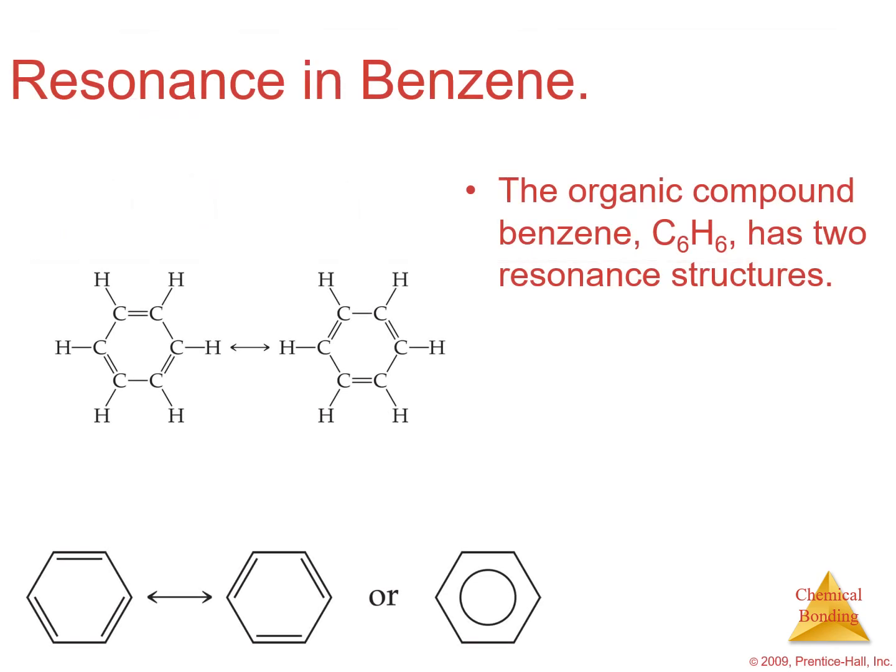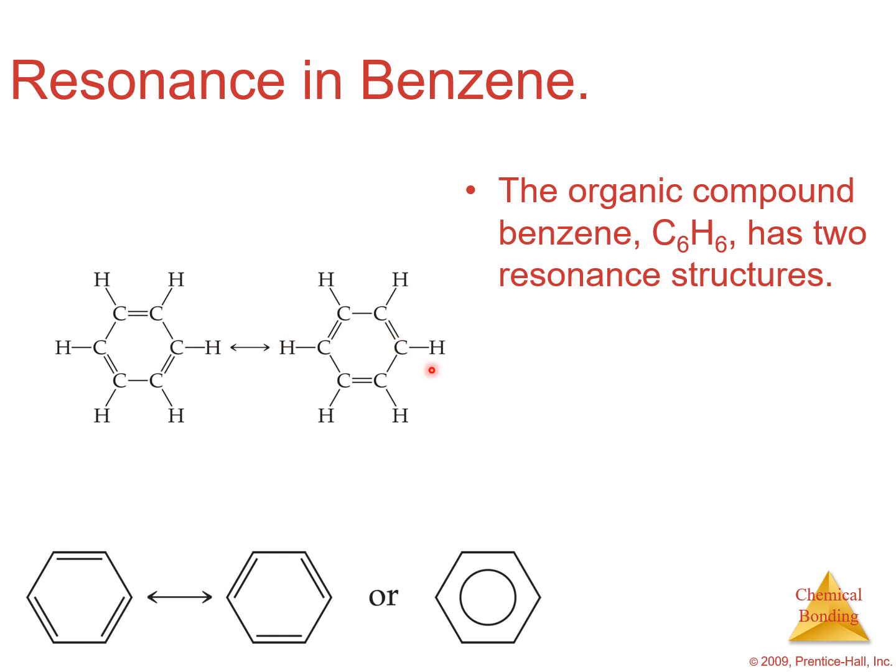Okay, now the last topic in this chapter is resonance in benzene. Resonance is an important concept in describing the bonding in organic molecules, mainly aromatic organic compounds. And a category that includes the hydrocarbon benzene, C6H6, has 2 resonance structures, as you can see here. We can write 2 resonance structures for benzene. Note that the double bonds are in different places in the 2 structures. Notice here double, here single, and so on.